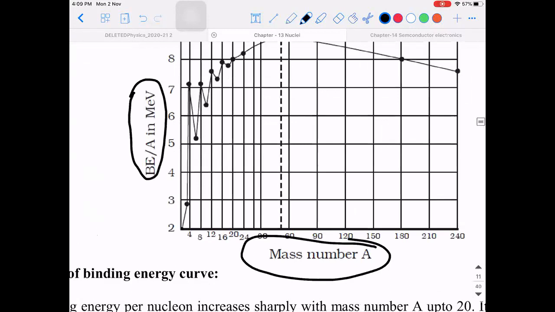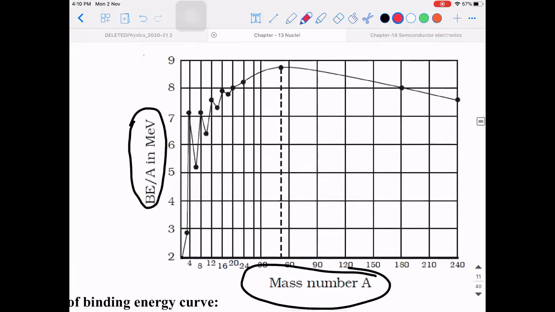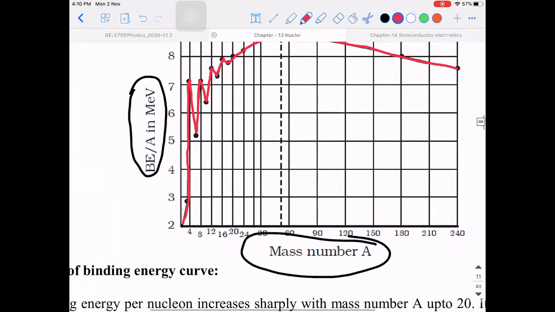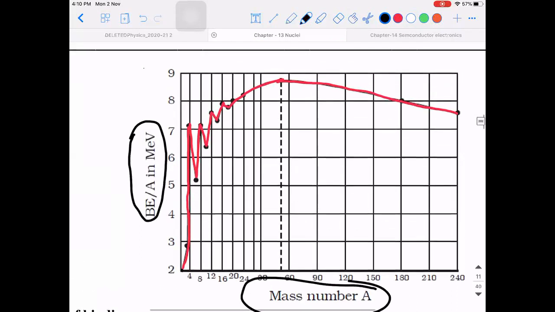So it's starting from here. The graph is moving like this, then it is going up, coming down. So this is the graph. For different mass numbers given on the x-axis, the binding energy per nucleon is found in terms of megaelectron volt, and this kind of a graph is plotted.